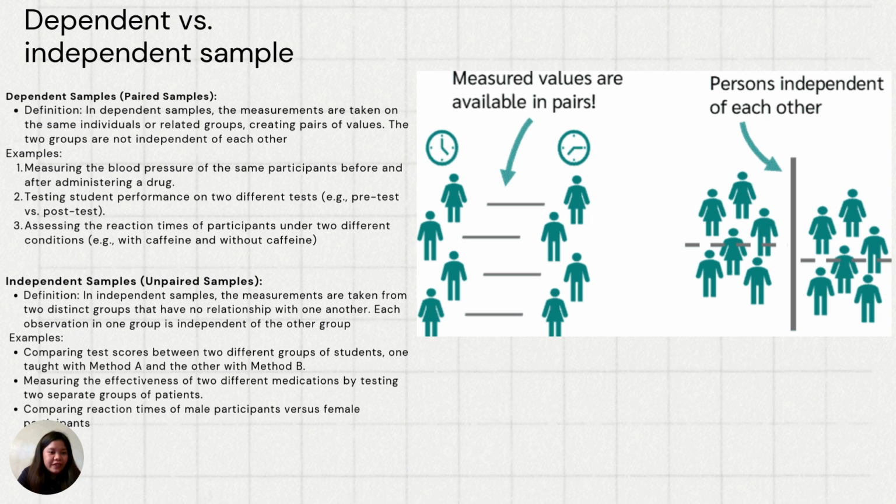Examples: comparing test scores between two different groups of students, one taught with method A and the other with method B; measuring the effectiveness of two different medications by testing two separate groups of patients; comparing reaction times of male participants versus female participants. For dependent samples, measured values are available in pairs; for independent samples, the persons are independent of each other.